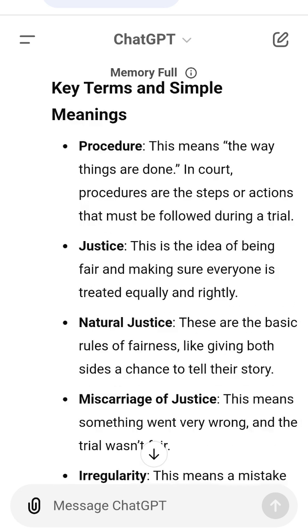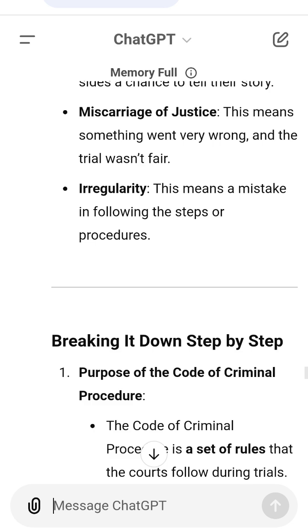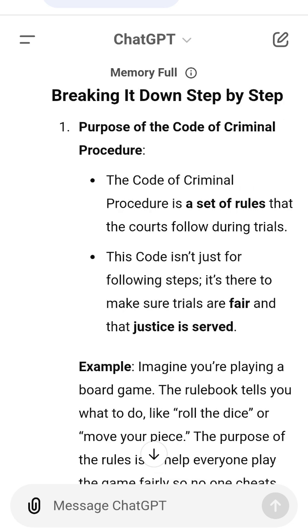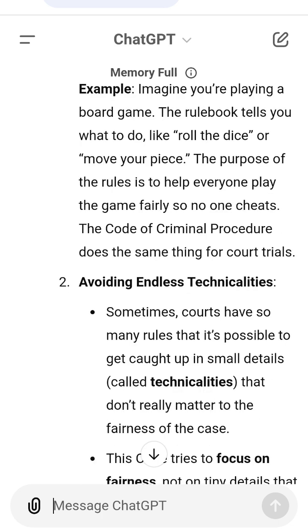6. Section 537 and fixing small mistakes. Section 537 of the code is a special rule that says a small mistake won't cancel out the court's decision unless that mistake made the trial unfair. This means that if a judge or lawyer made a small error, it doesn't ruin the trial unless it caused injustice.